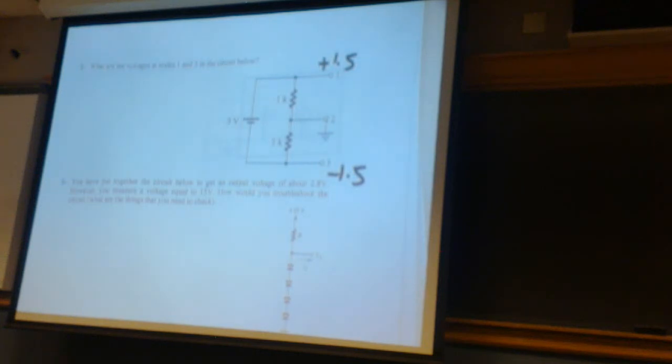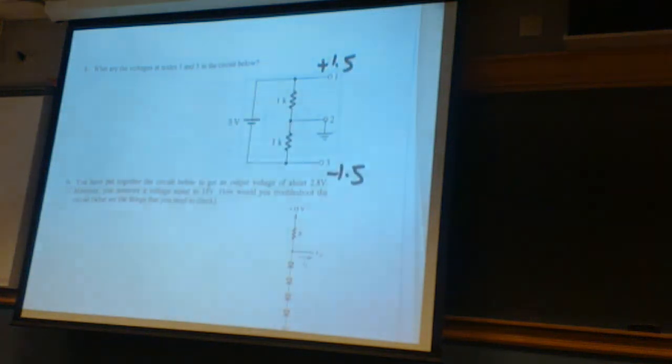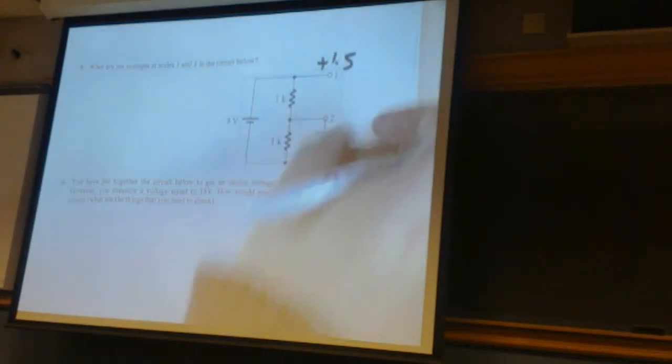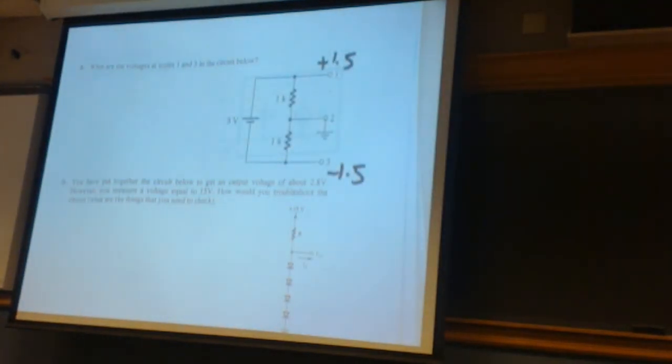You say, well, these are in series, you have 3 volts, so across each one is going to be a 1.5 volt drop. And therefore, if that's 0, this is going to be plus, this one's going to be minus, that's it. Otherwise, drop currents, KCL.